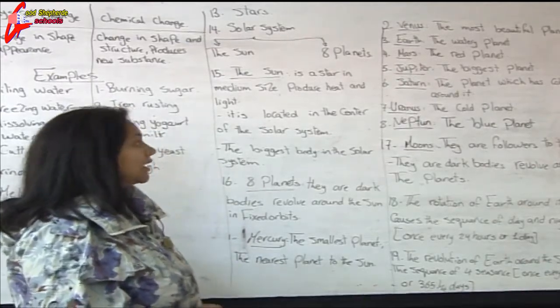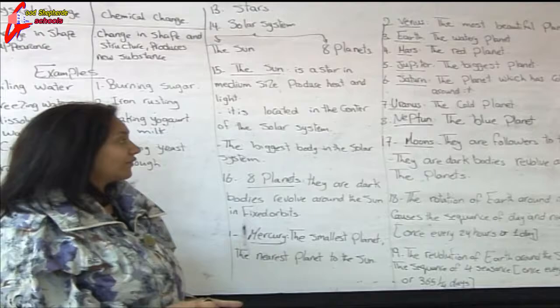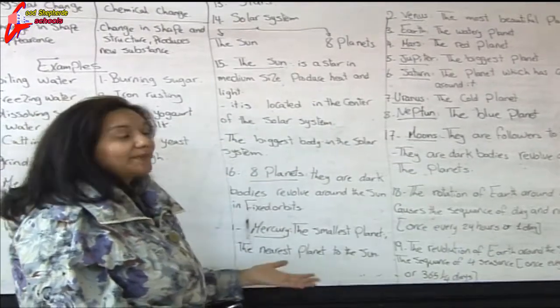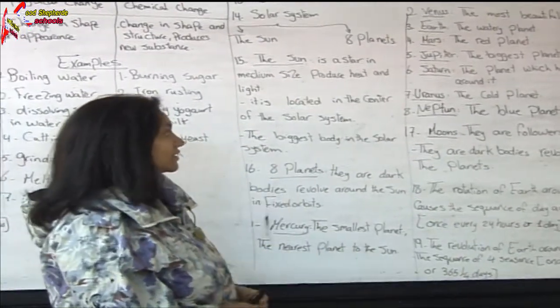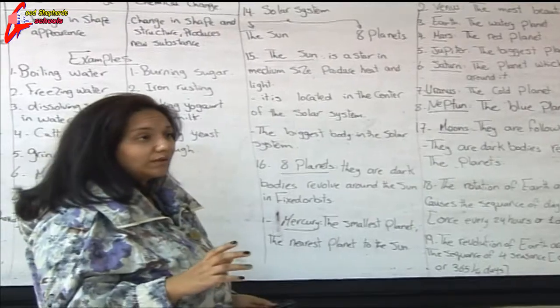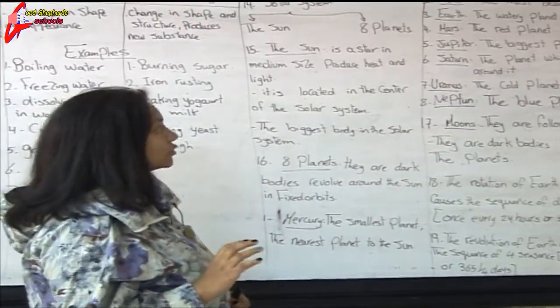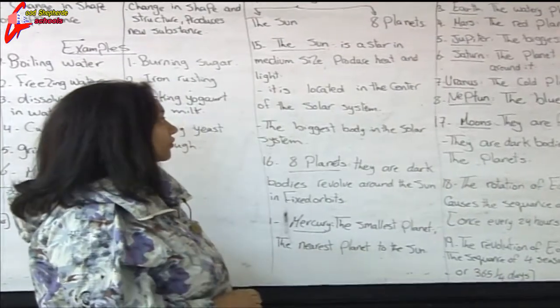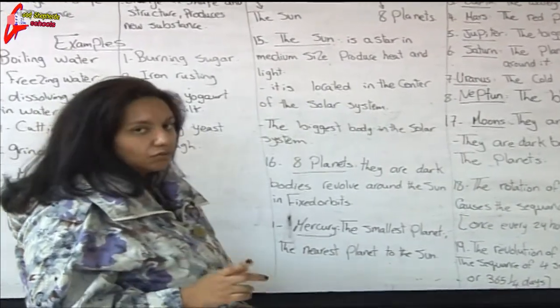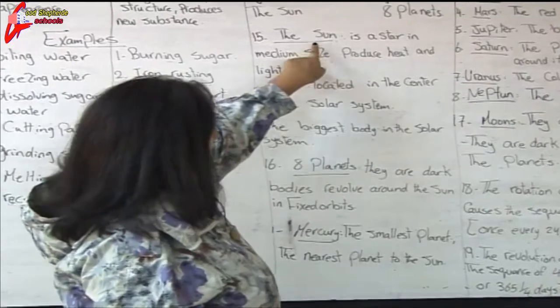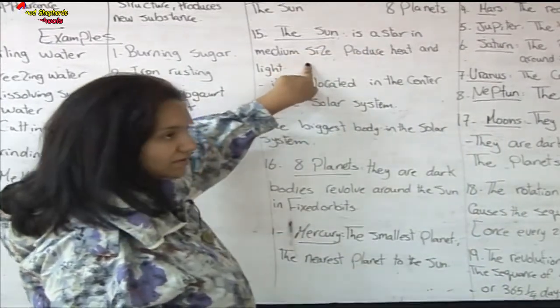The sun is located in the center of the solar system, and it's the biggest body of the solar system. And all the 8 planets revolve around the sun. So the sun is located in the center. I told you that the sun is a star of medium size.